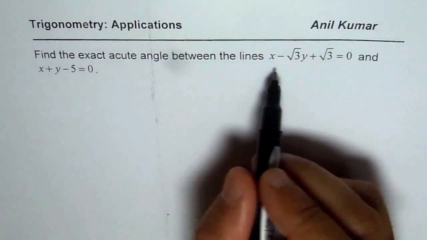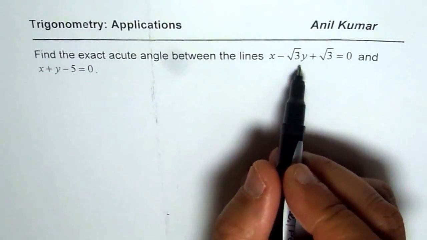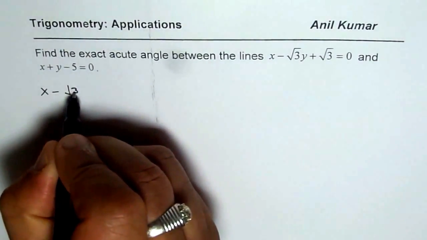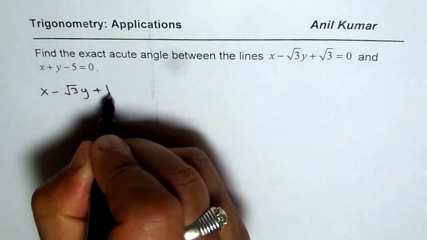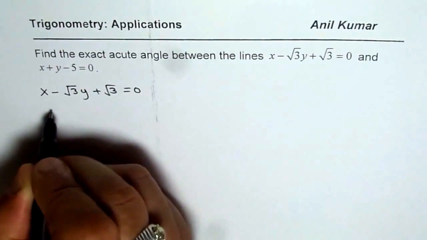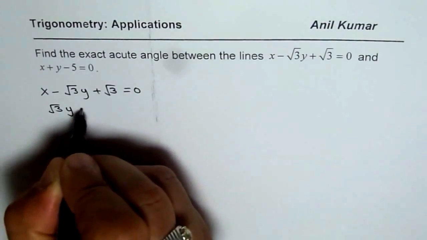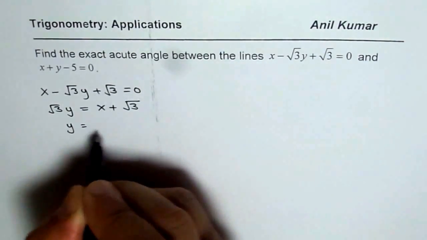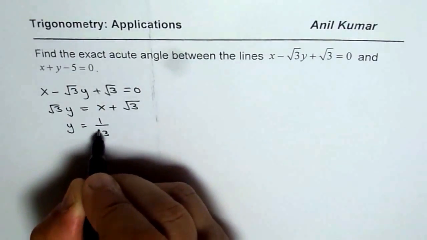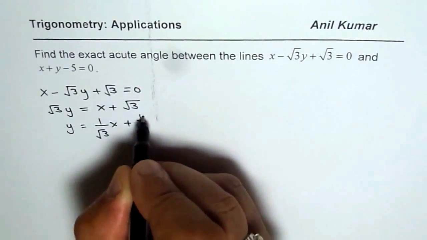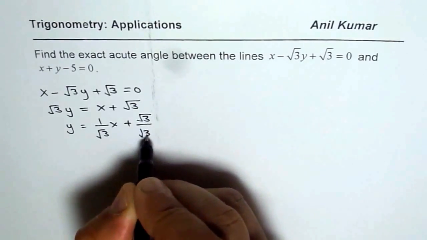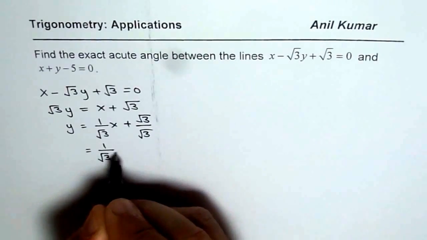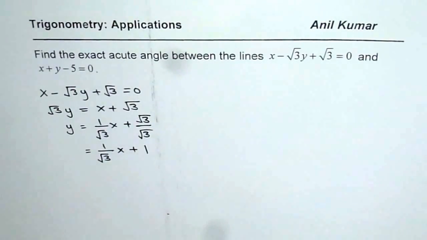Now, we are given two different lines. Let us write them in slope-intercept form. The first one is x minus square root 3y plus square root 3 equals 0. So we could write this as square root 3y equals x plus square root 3, or y equals 1 over square root 3 x plus square root 3 over square root 3, dividing both sides by square root 3. So we get y equals 1 over square root 3 x plus 1. So this is the first line.